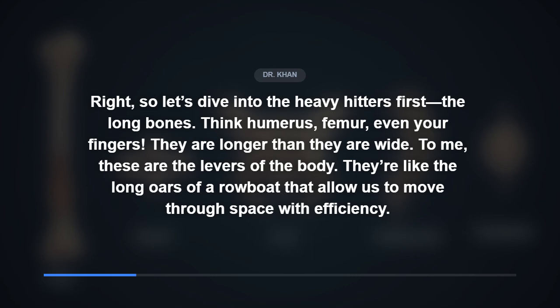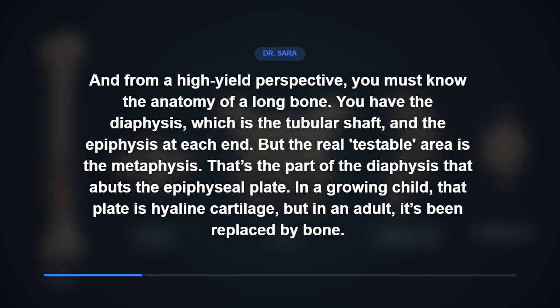Right, so let's dive into the heavy hitters first, the long bones. Think humerus, femur, even your fingers. They are longer than they are wide. To me, these are the levers of the body. They're like the long oars of a rowboat that allow us to move through space with efficiency.